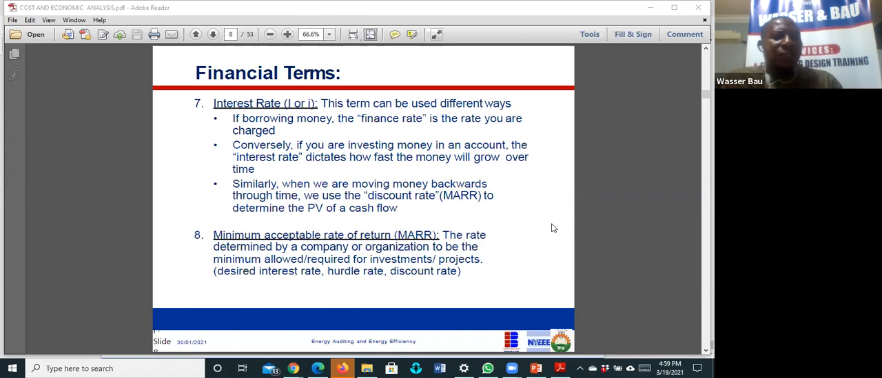Banks are into business. They are in a building. They need to pay rent, they need to pay power bills, they need to pay staff. So you can't come to a bank and borrow 20,000 and then tell them that you must pay them 10% interest. No.